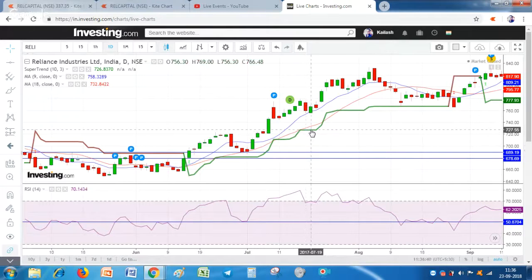We have to mark these levels, and we should decide that if the stock breaks this level, I will exit. So we should write in our diary somewhere that if this level is broken, I will take an exit from this stock. So we need to regularly track this stock.